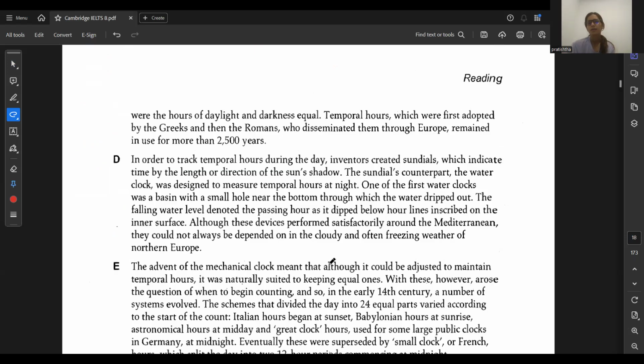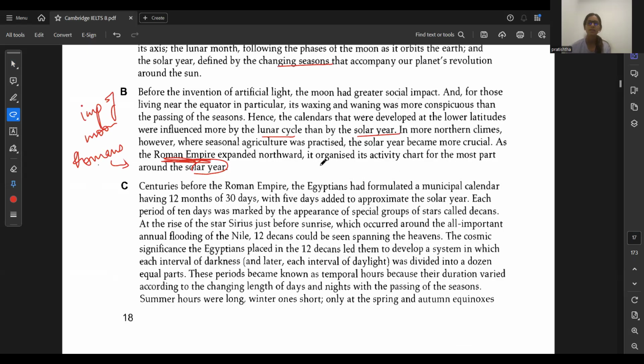Centuries before the Roman Empire, the Egyptians had formulated a municipal calendar having 12 months of 30 days, with 5 added days to approximate the solar year. So, Egyptians. Each period of 10 days was marked by the appearance of special groups of stars called decans. At the rise of these stars, just before sunrise, they tend to be seen spanning the heavens.